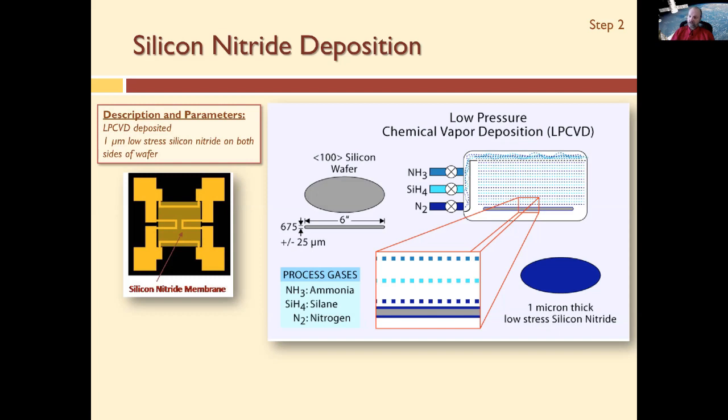And then once it goes into the furnace and gets heated up, the silane will dissociate, separating the silicon and the hydrogen. Likewise with the nitrogen and the hydrogen in the ammonia. And then the silicon nitride will combine and deposit onto the wafer. Okay. Any questions on that?